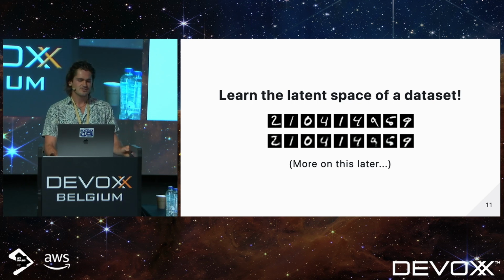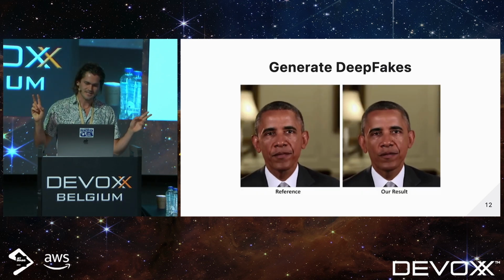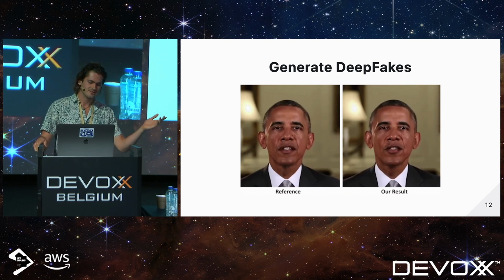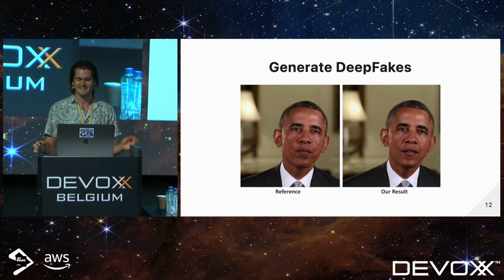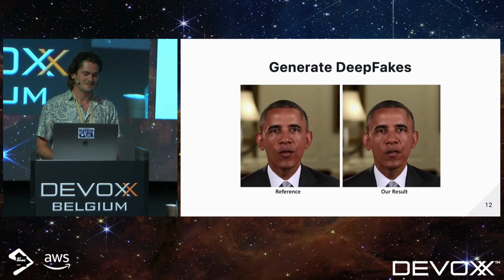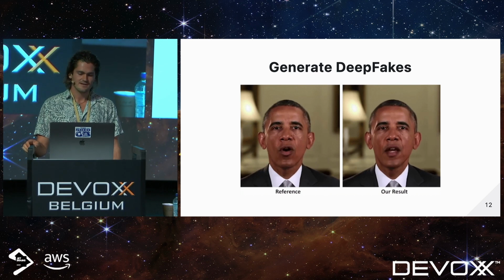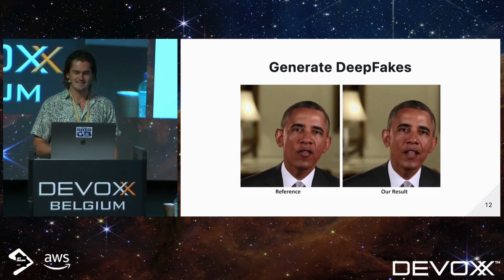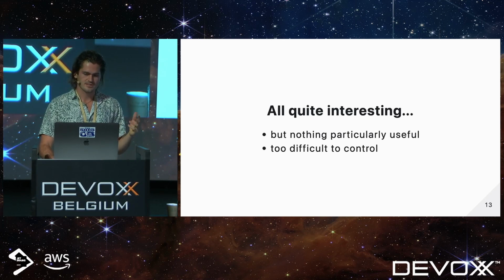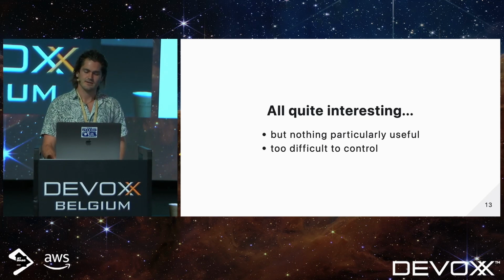And lastly, you could do some more interesting things like generate deep fake videos. On the left is a real video of Obama talking, and the right is a generated synthesized video of Obama talking. You really can't tell the difference, so you could make people look like they said things they didn't and stuff like that. But it's all quite interesting, but nothing that useful really. It was a little too difficult to control the outputs of the models to do interesting things. You had to hand curate them, and all in all, you needed quite a few samples to train the models. And it really wasn't that interesting.